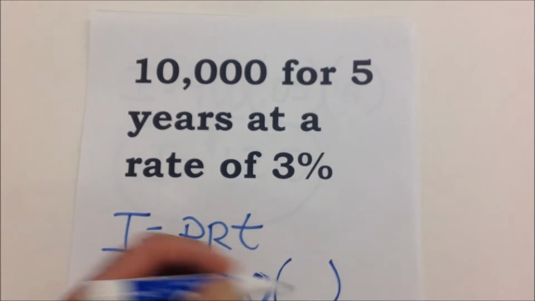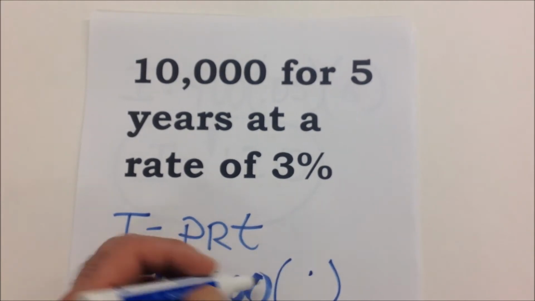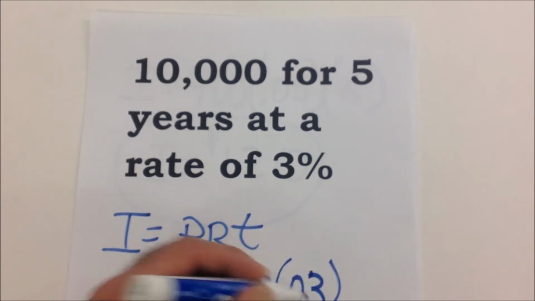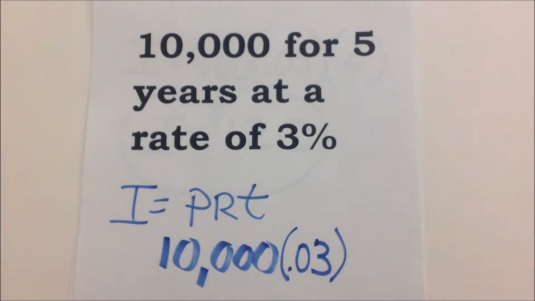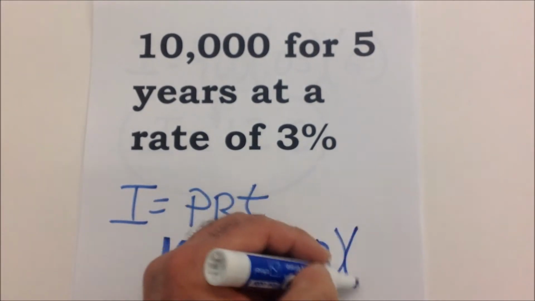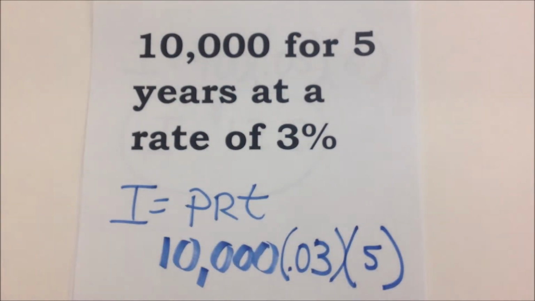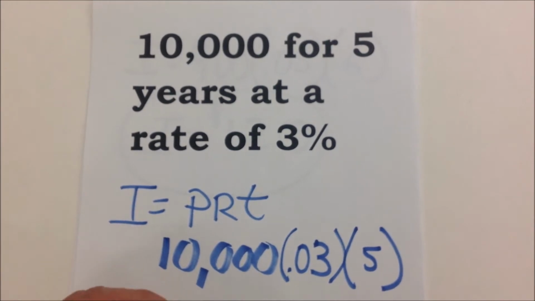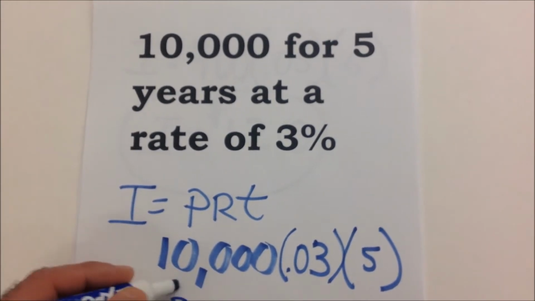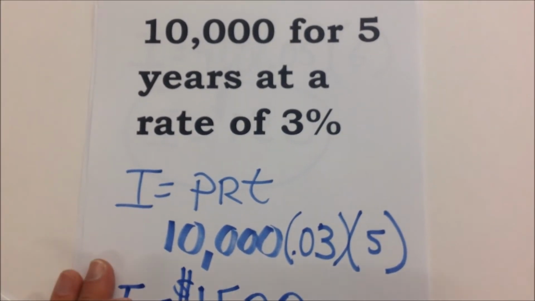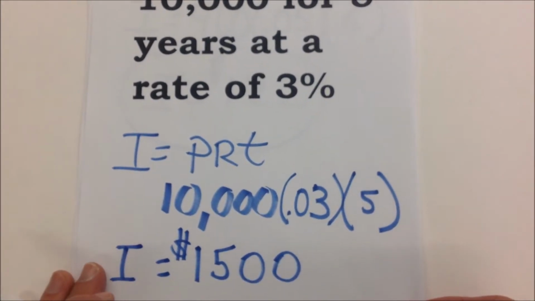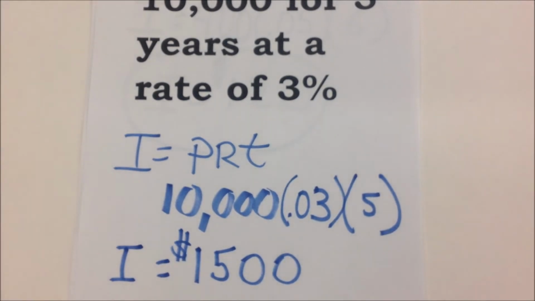We're multiplying it by the rate of 0.03. The rate is 0.03. And the time is 5 years. So you multiply that together. At the end of 5 years, you'll pay the bank $1,500.